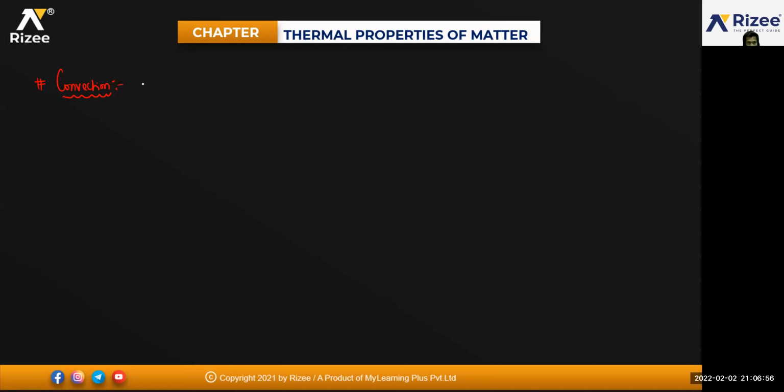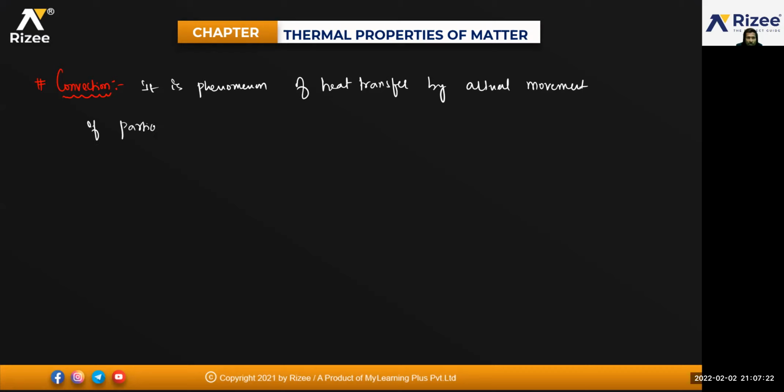So I can say that it is the phenomenon of heat transfer by actual movement of particles. Generally it takes place in liquids and gases. We don't see convection in solids; in solids it is absent.